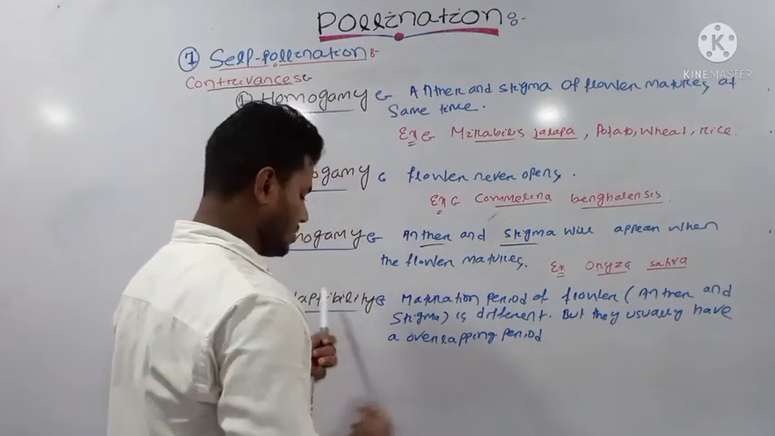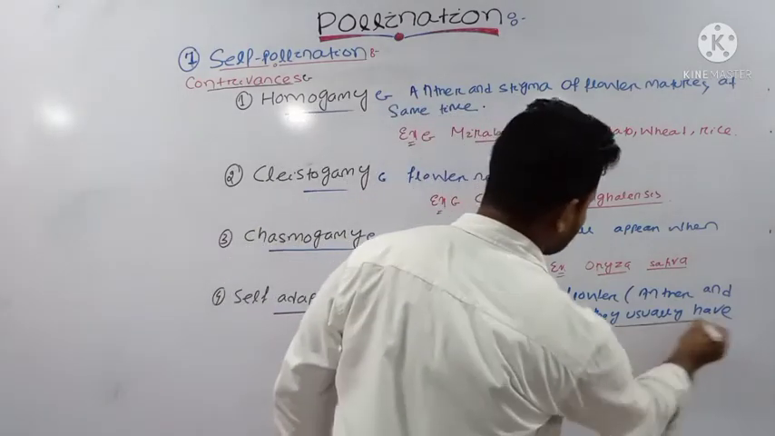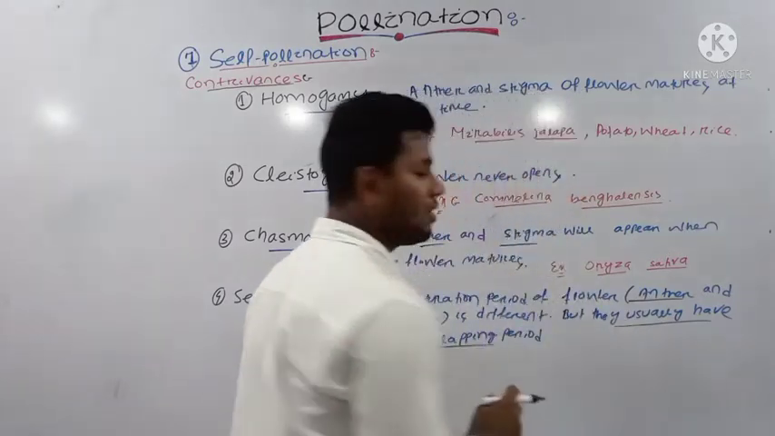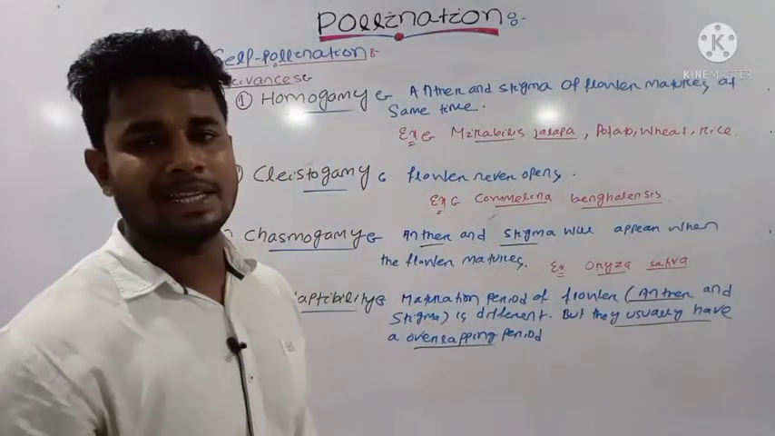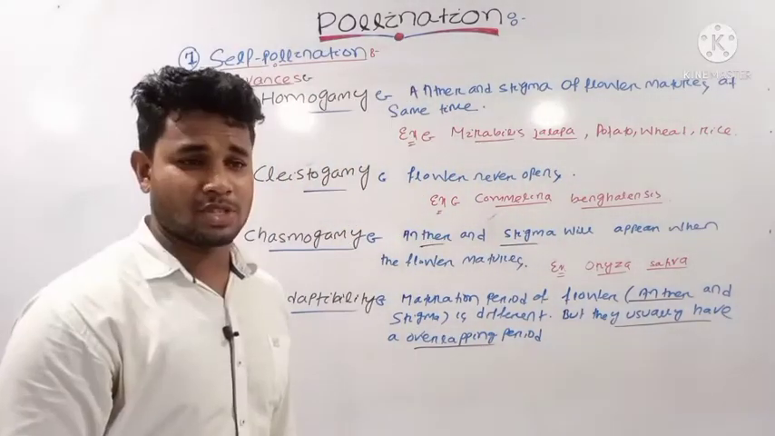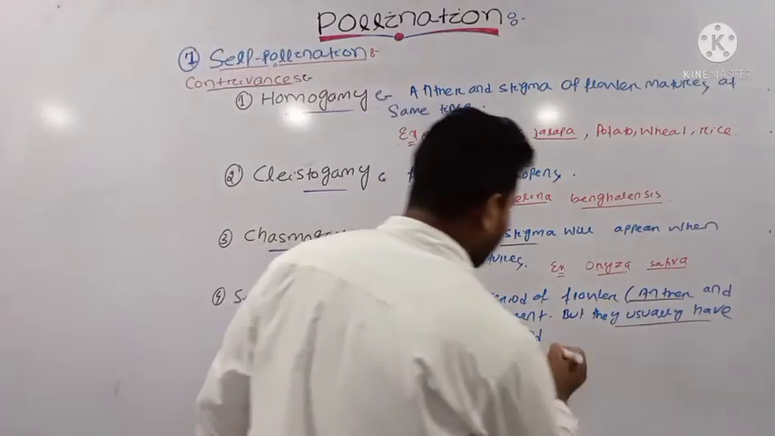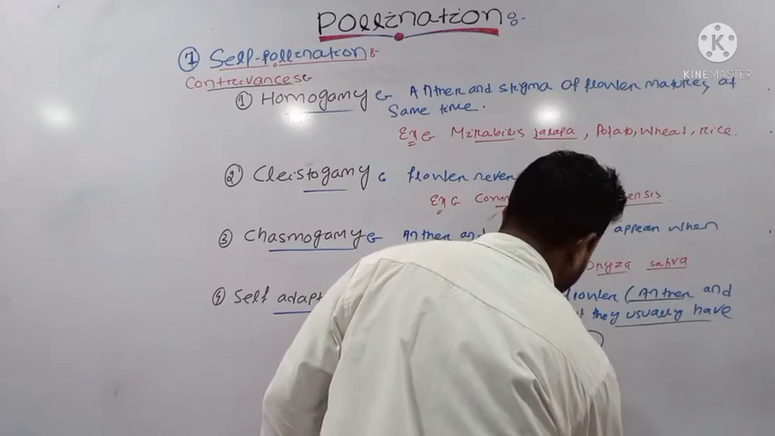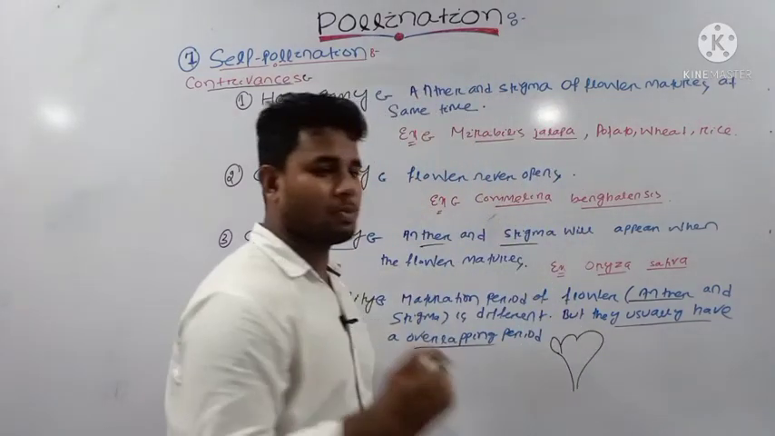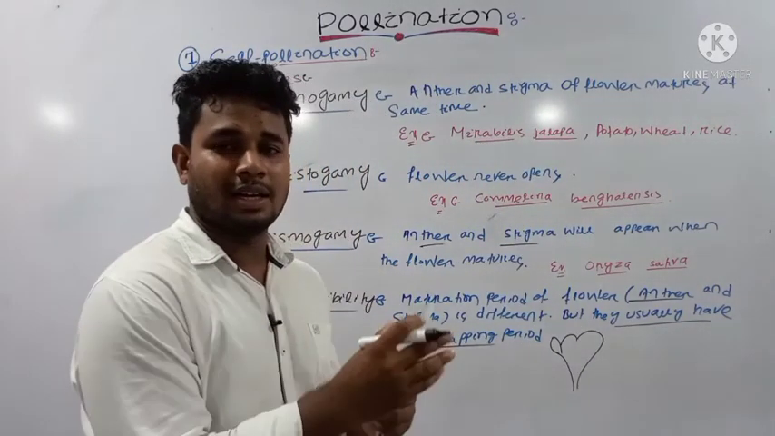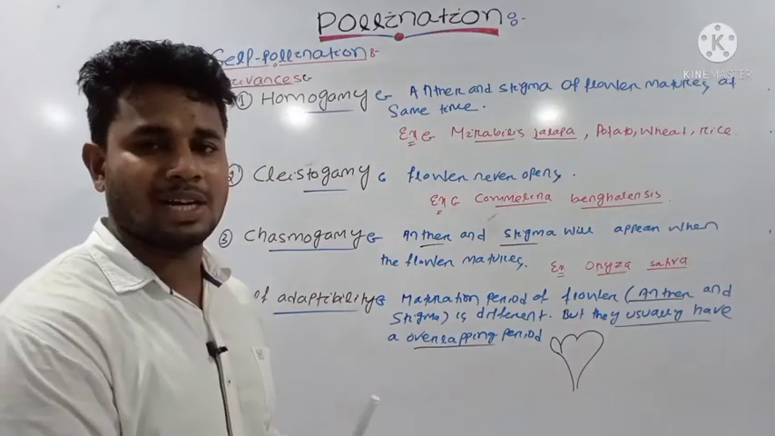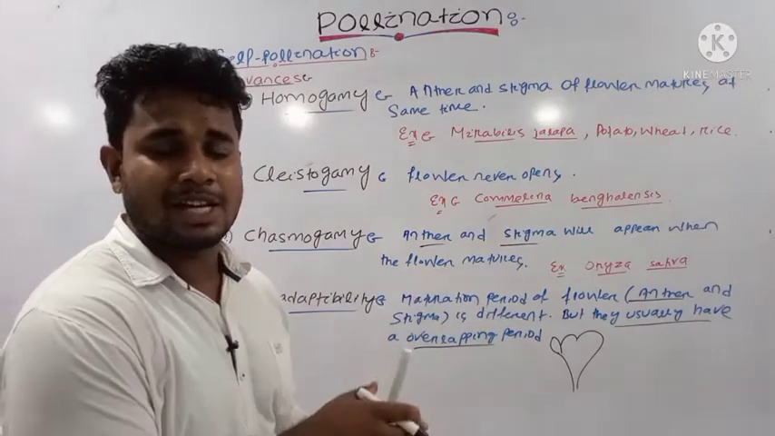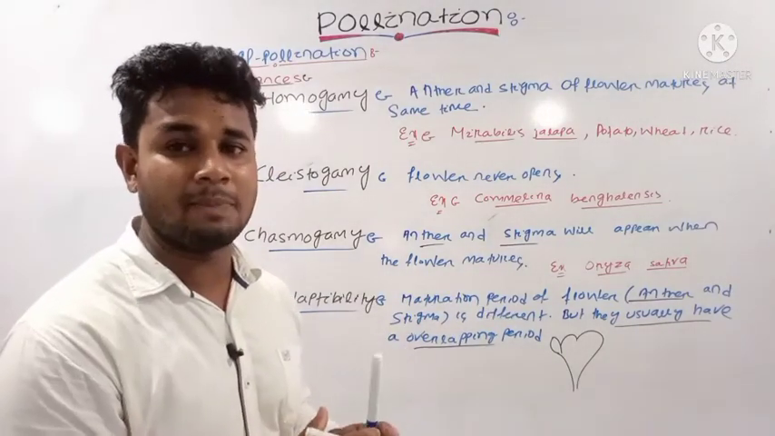And during that overlapping period, usually the pollen grains which are released from the anther will fall on the surface of the stigma and help in the process of fertilization. Suppose it is a flower here, and the pollen grain and the anther, which is present in the anther, and the stigma surface, which is present inside the flower, have a different time period.